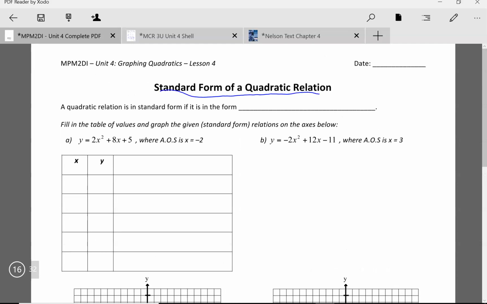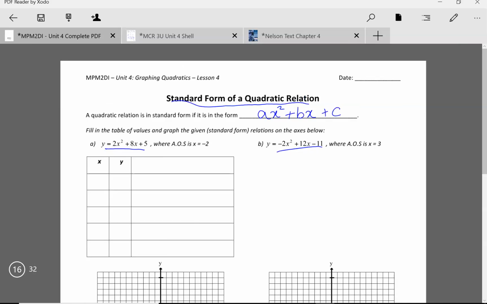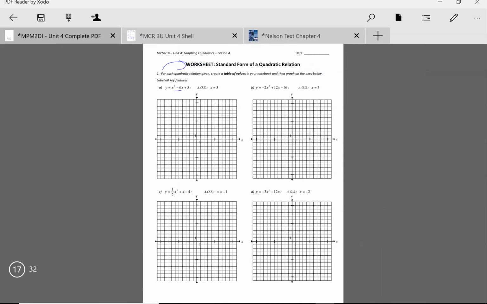I didn't mention this in one of my previous videos, but the standard form is basically the quadratic relation when it's given as the form that you might be used to seeing it from the previous unit. That is the form ax squared plus bx plus c. So if you want to see examples of a standard form, it's like this, or pretty much any one of these questions over here.